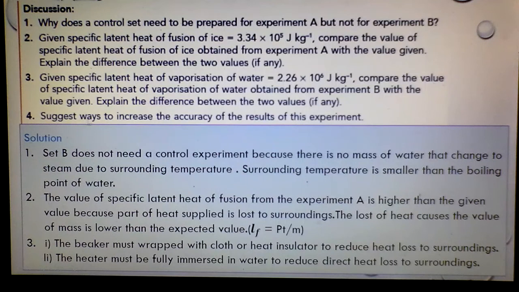Okay, number 4, suggest ways to increase the accuracy of the result of this experiment. The beaker must be wrapped with cloth or a heat insulator to reduce heat loss to the surrounding. The heater must be fully immersed in water to reduce direct heat loss to the surrounding. So you can go and search the internet for more information on this topic.